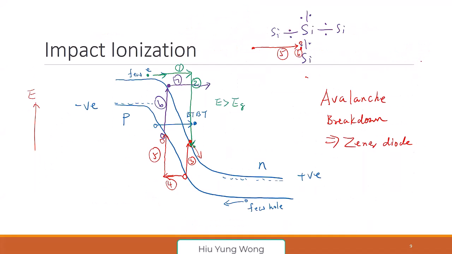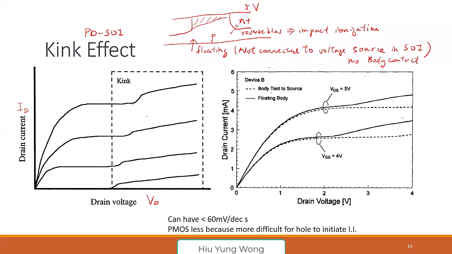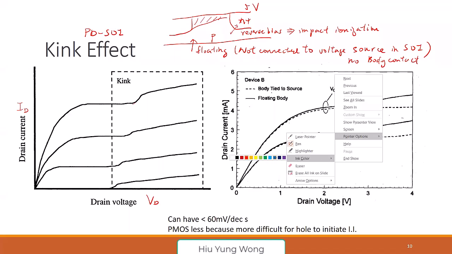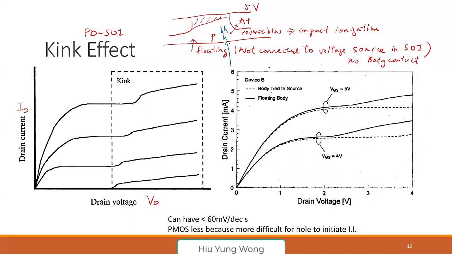So let's come back to here. For the P, we get a lot of holes, right? During the impact ionization, a lot of holes. Then you get a lot of holes. They accumulate. They have nowhere to go. Then you increase the potential. You actually have a positive VB. Remember, it's just like you apply positive bias to the body, and this will give us lower VTH. Remember, just like body effect, right?